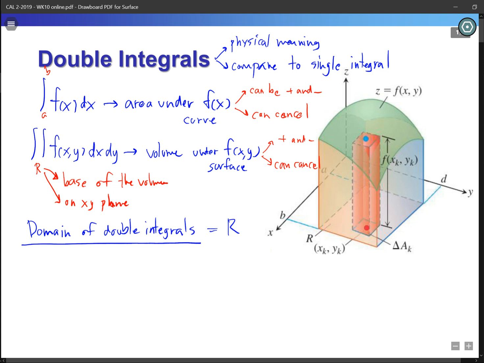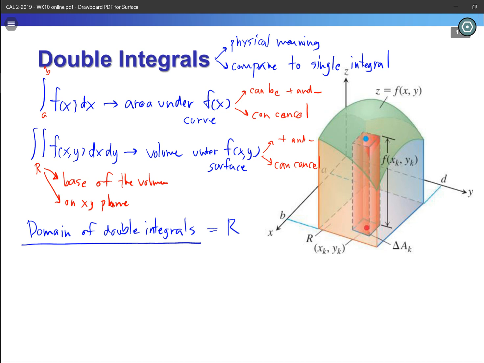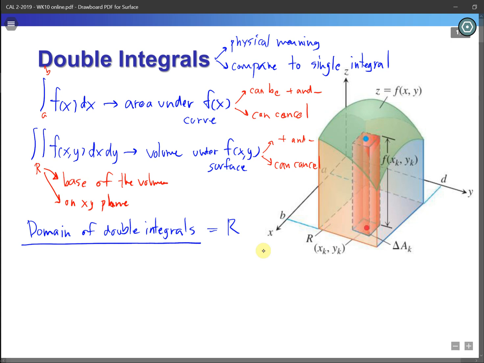This is different from the domain of a function. Domain of a function is the value of the variable that makes sense, right? That doesn't create the division by 0, square root of negative value, or log of 0, something like that. So R is the domain of the double integrals. I want you to pay attention to this. This domain R can come in many forms, in any shape.